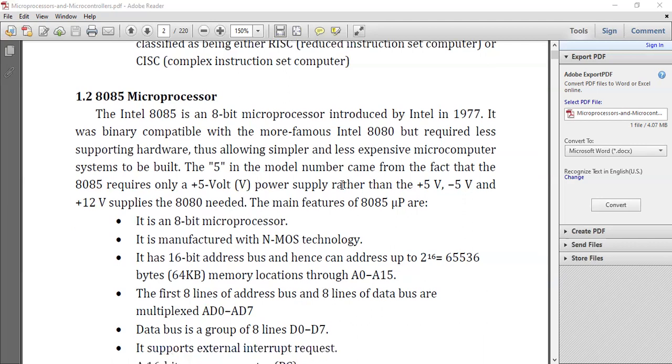Before the 8085, they had designed the Intel 8080 also, and it requires a power supply of 12 volts. So let us see what the main features of the 8085 microprocessor are.